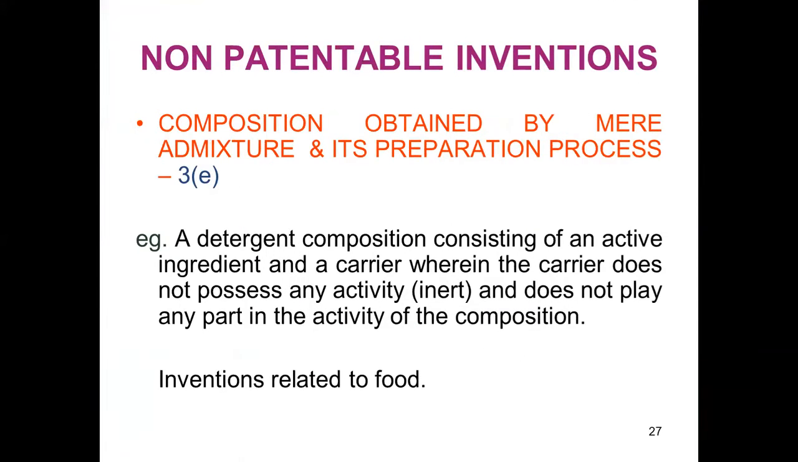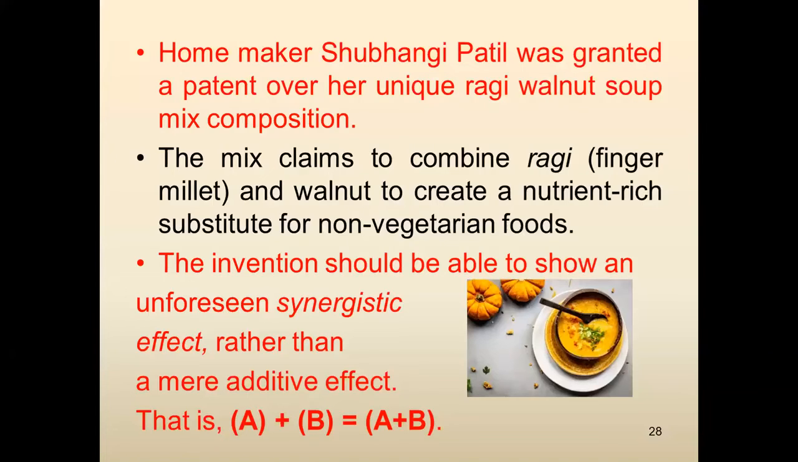Fine, the next one is mere admixture. See, this class comes predominantly to inventions relating to food. One homemaker, the name is appearing here, Shubhangini Patel, found out a new soup. That soup has a combination of unique ragi and walnut. And ragi is the finger millet. So she has come out with a new soup. That soup has the composition of finger millet and walnut.